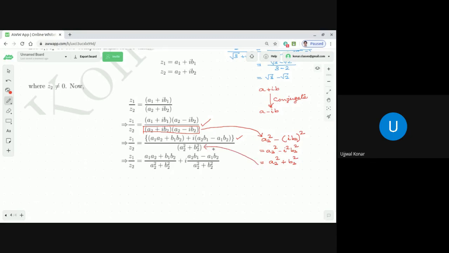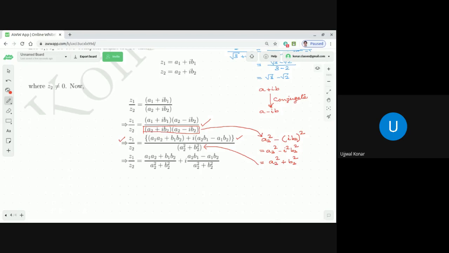So what we get, dear students, in this step is a1 a2 plus b1 b2 plus i into (a2 b1 minus a1 b2), all by a2 square plus b2 square. After that, what do we do? We divide both the expressions in the numerator by a2 square plus b2 square. Why so? Because a2 square plus b2 square is a real number.